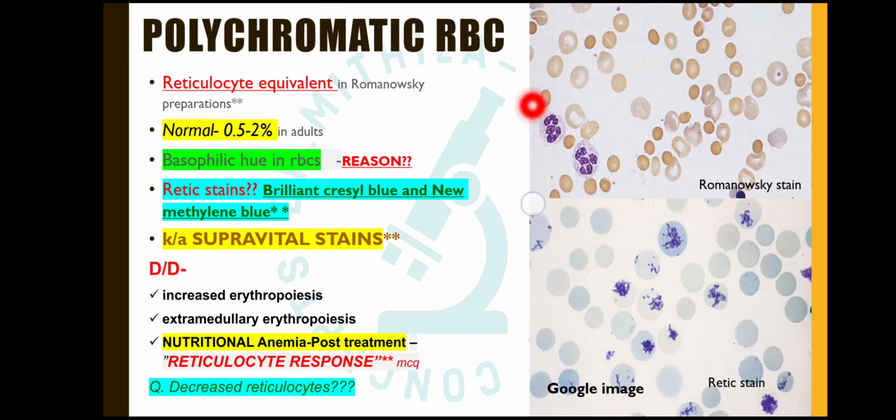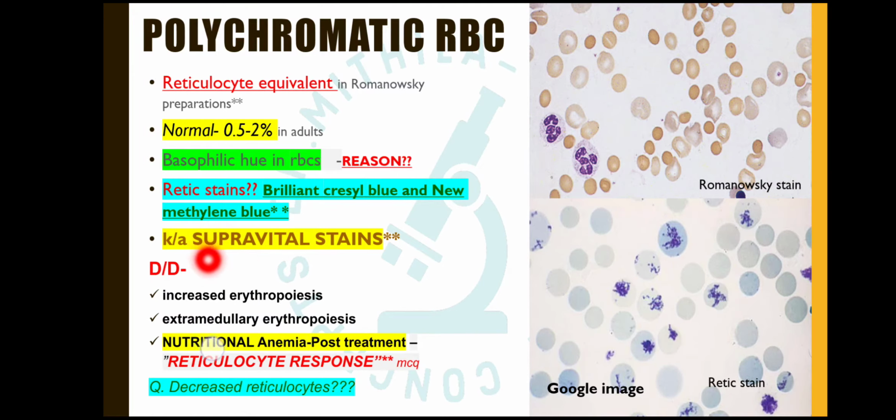Normally when we stain the smear with the Romanowski stain, the Romanowski stain contains alcohol. We say that it contains acetone-free methyl alcohol. That alcohol denatures the cells and makes the cells dead. While the supravital stains, new methylene blue and brilliant cresyl blue, do not contain any alcohol, so they stain the RBCs in the live state. That's why they are called supravital stains, and you have to remember the names of these two retic stains. Reticulocytes are demonstrated only by the supravital stain and not by the Romanowski. In Romanowski, they will appear as polychromatic RBCs.